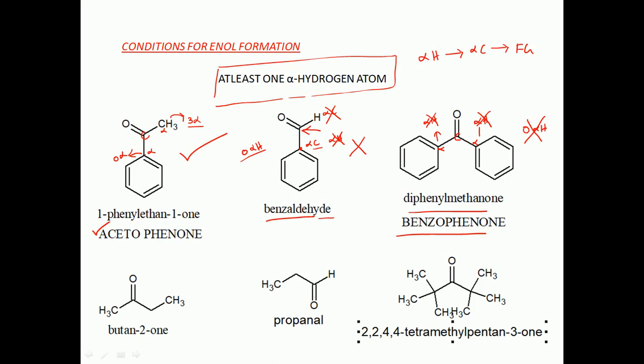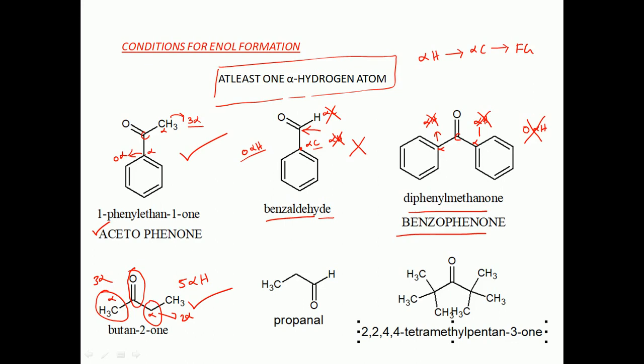The fourth structure is butanone. What is the functional group carbon? This is the functional group carbon. The carbon directly attached to the functional group is an alpha carbon. Here this is the alpha carbon and here another alpha carbon. On this alpha carbon there are 3 alpha hydrogens, on this alpha carbon 2 alpha hydrogens. So in total how many alpha hydrogens? 5 alpha hydrogens are present. For us at least one is enough. So butan-2-one can participate in enol formation.